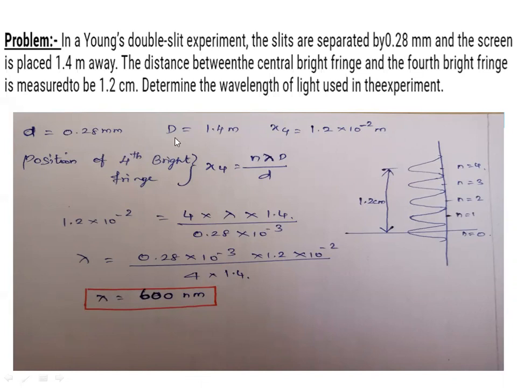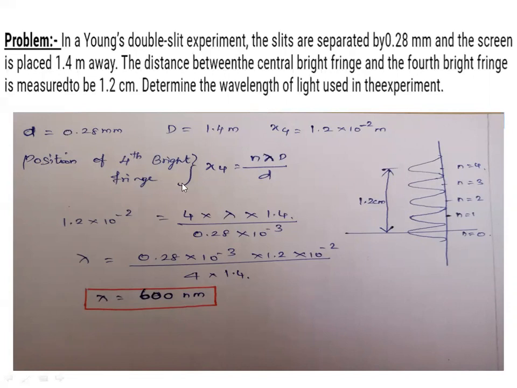And capital D is the distance of the screen. From the light source, what is the distance of the screen? It is 1.4 meter. So no need to convert here, it is already in meter. And x4 is 1.2 into 10 to the power minus 2 meter, it is given. So the fourth bright band value is given as 1.2 into 10 to the power minus 2 meter. Here the position of the fourth bright fringe is what we want to use.